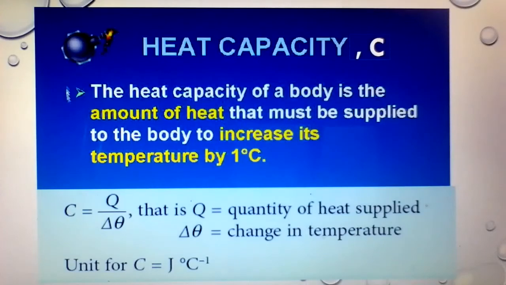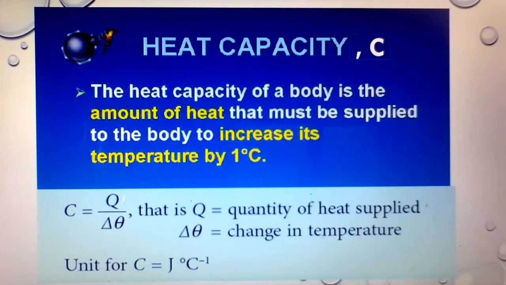Okay, what is the definition for heat capacity? So heat capacity, we use the symbol capital C. The heat capacity of a body is the amount of heat that must be supplied to the body to increase its temperature by 1 degree Celsius.